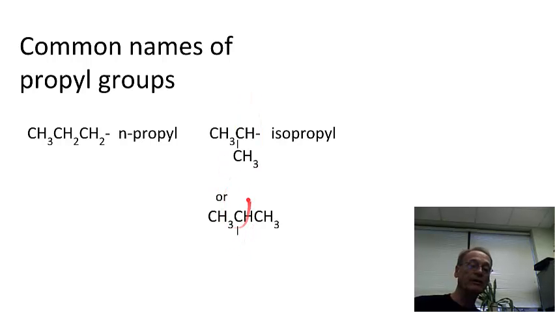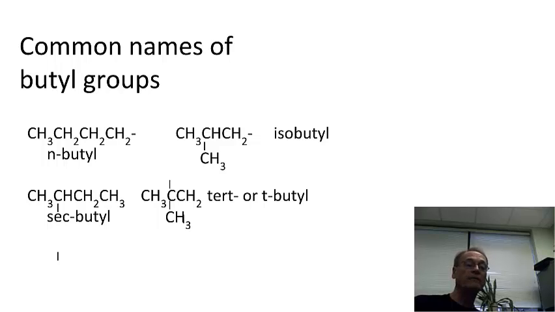It can be drawn either of these two ways or many other ways, as long as you have CH3, CH3 with a point of attachment. This is called isopropyl, and you'll notice the familiar iso group, which is the CH3, CH3. So two propyl groups, and you have to know both of those names very commonly.